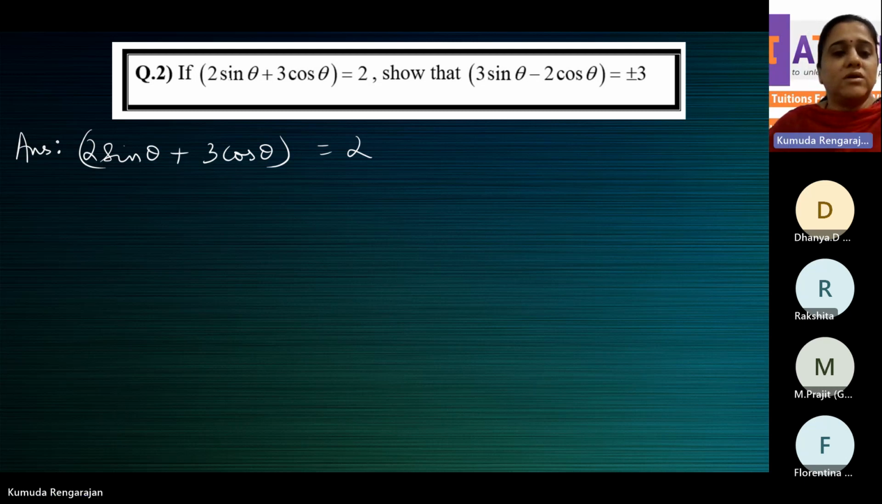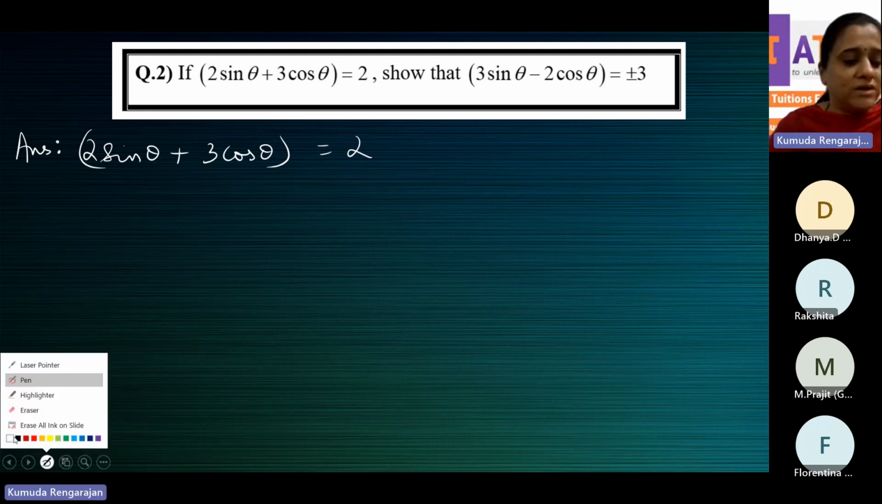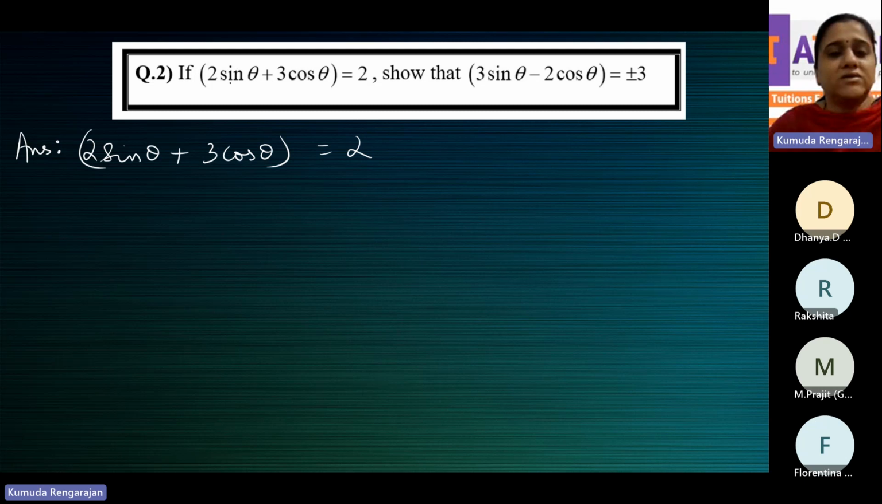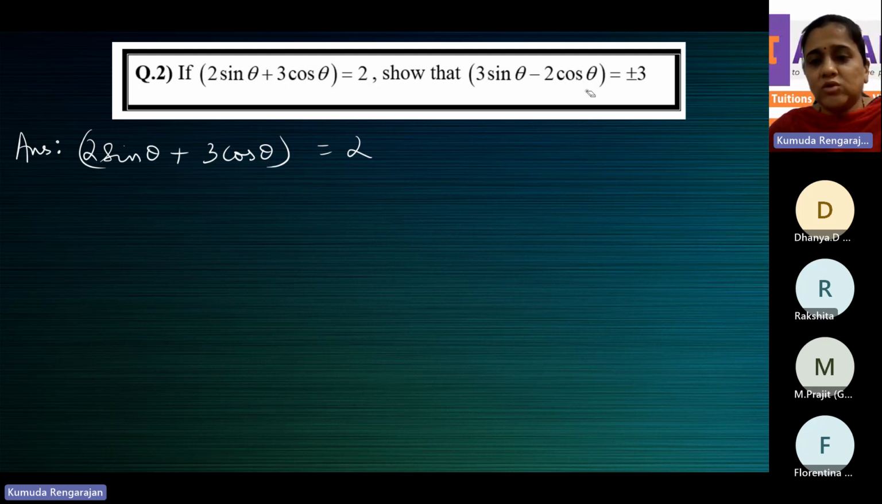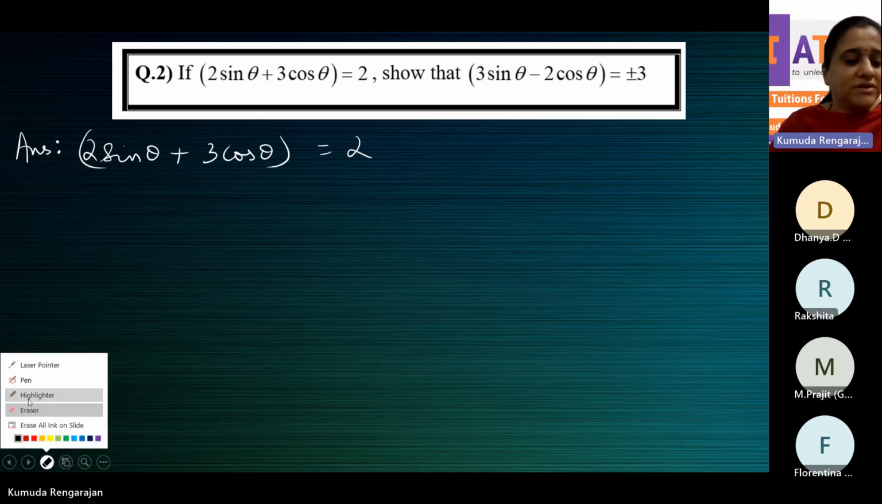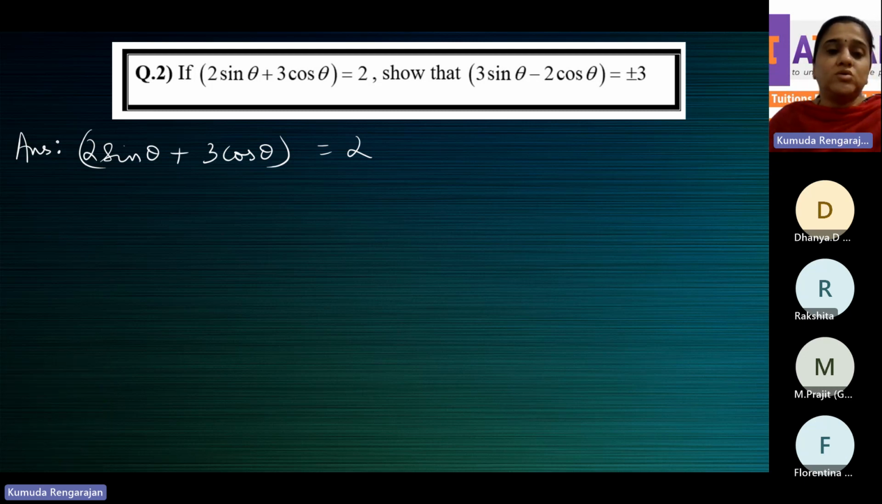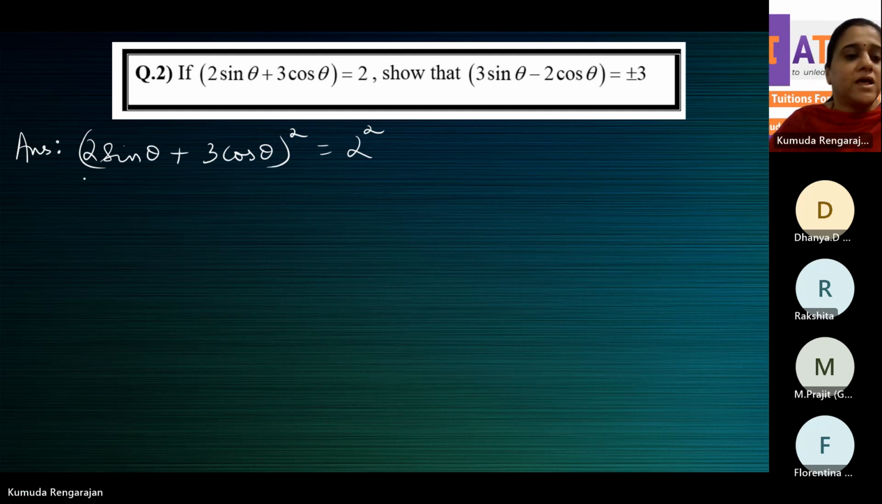Here for sine theta we have 2, but in the result for sine theta it is 3. Cos theta is 3 here and 2 there. What you have to do is square both sides of what is given to you: 2 sine theta plus 3 cos theta is equal to 2. Take that and square on both sides.